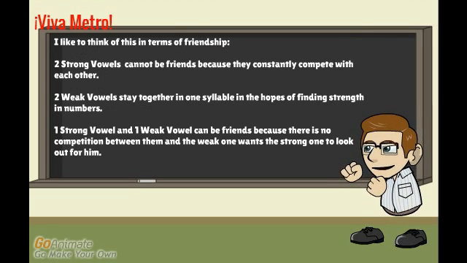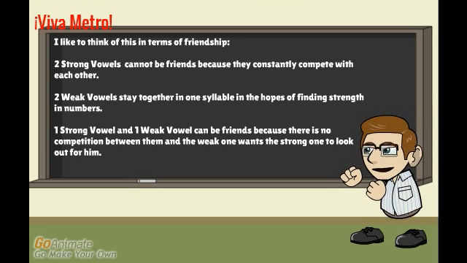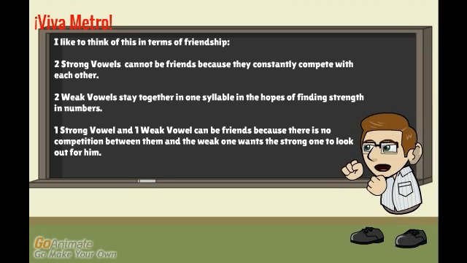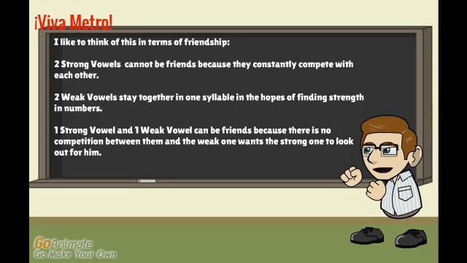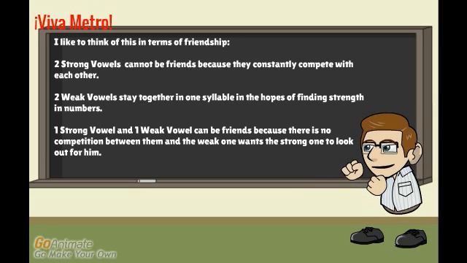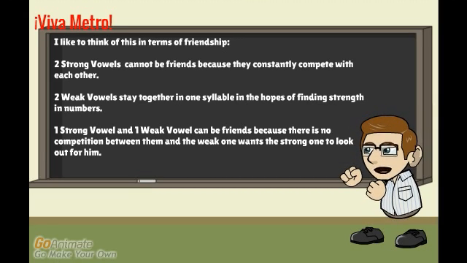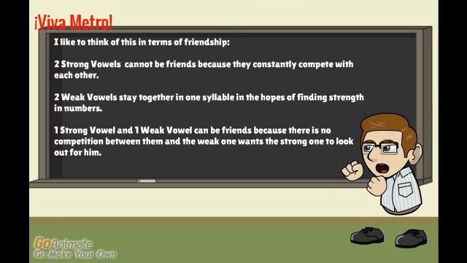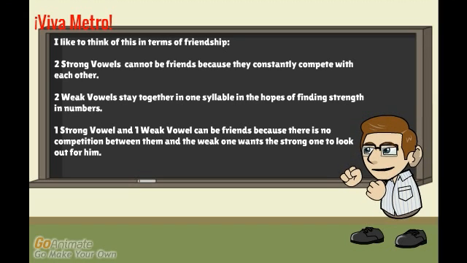I like to think of this in terms of friendship. Two strong vowels cannot be friends because they constantly compete with each other. However, two weak vowels stay together in one syllable in the hopes of finding strength in numbers. Likewise, one strong vowel and one weak vowel can be friends because there is no competition between them, and the weak one wants the strong one to look out for him.